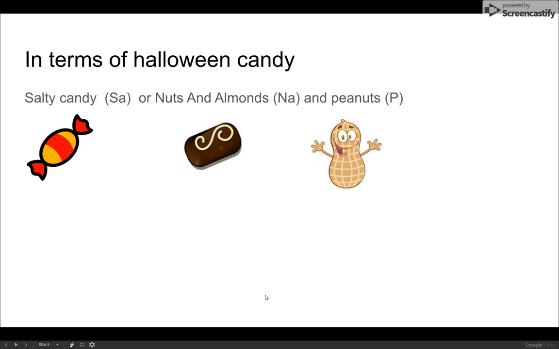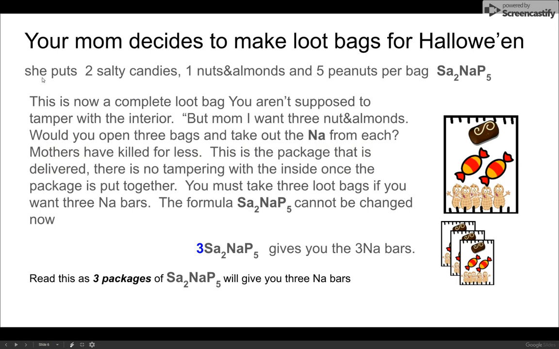Now, once we make a molecule, it's not tamperable with. And this is something that is a great problem with a lot of students. They just want to disassemble the molecule when they need the parts. So the best example I can think of is Halloween loot bags. Your mom wants to make salty candy, nuts and almonds, and peanut bags. So she decides in the infinite mom wisdom that it was intended that Halloween loot bags contain 2 salty candies, 1 nut and almond bar, and 5 peanuts per bag. And this is her loot bag, and this would be the formula.